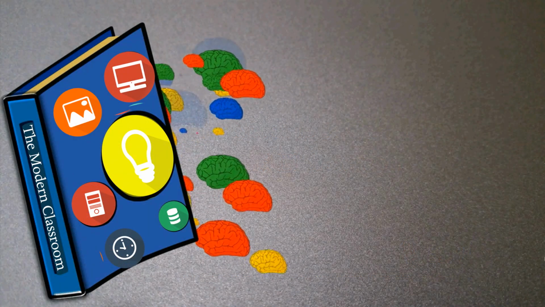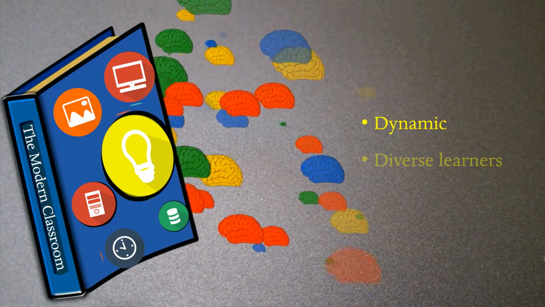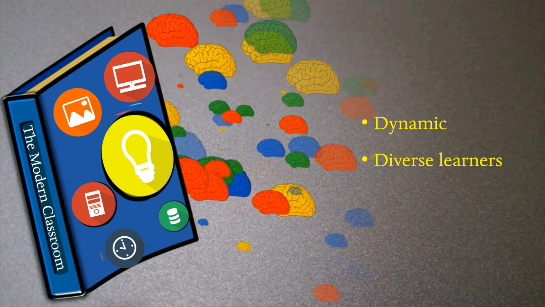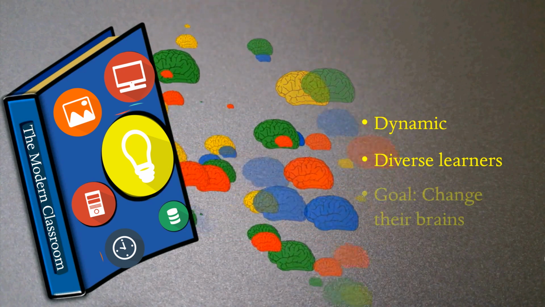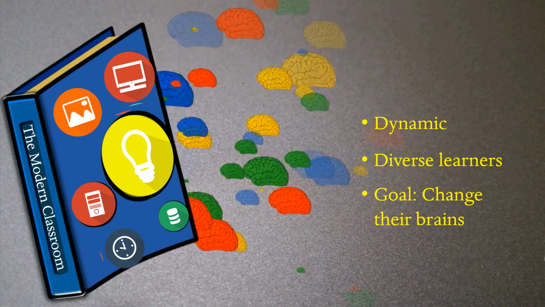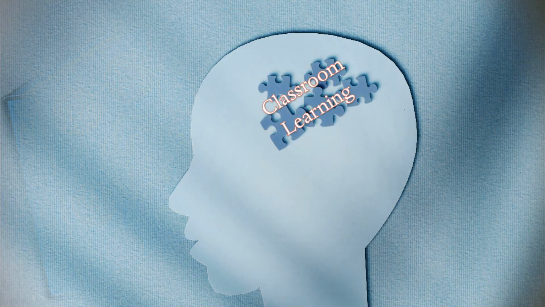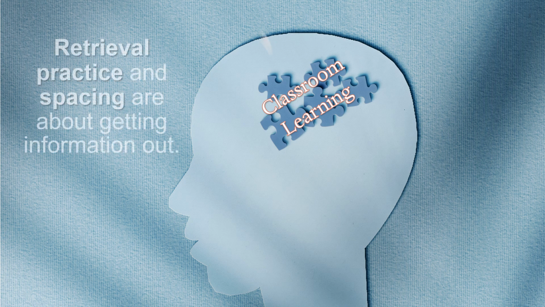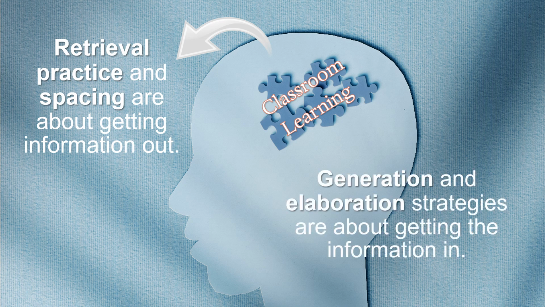The modern classroom is dynamic, filled with diverse learners who require different methods of instruction to help them learn and change their brains, and that can be a challenge. To help your students remember what they learned in your classroom, you used retrieval practice and spacing. In this module, we're going to use additional strategies for improving understanding and memory. Generation and elaboration are the tools we use for helping get the information in and making it stick.